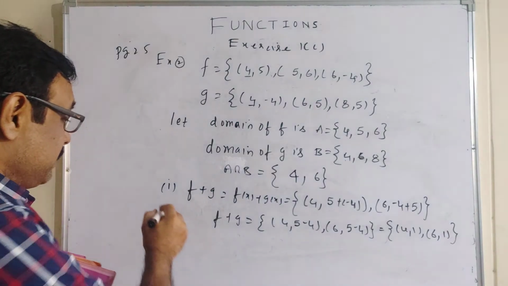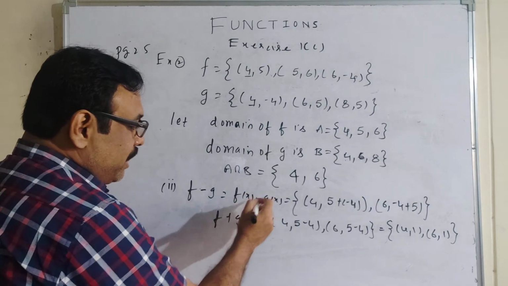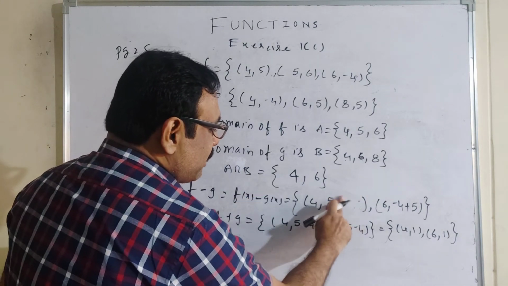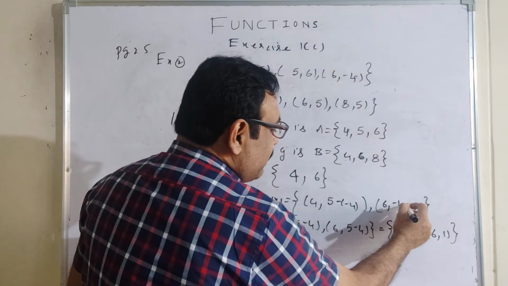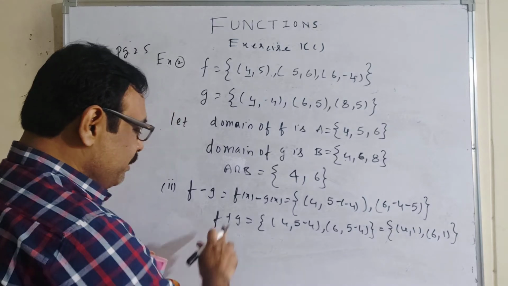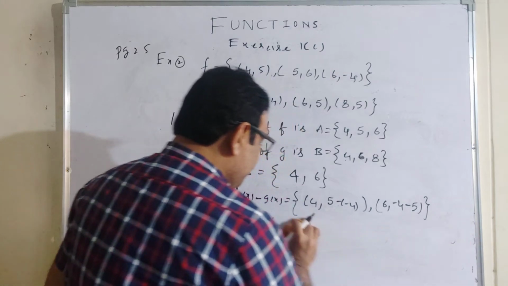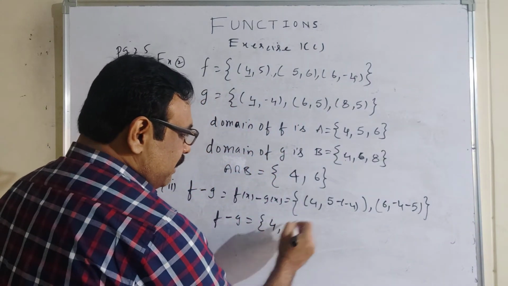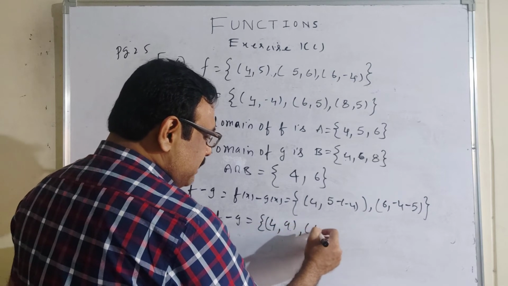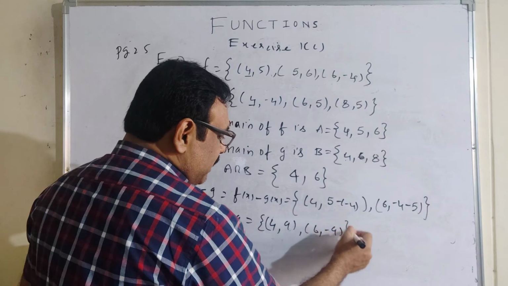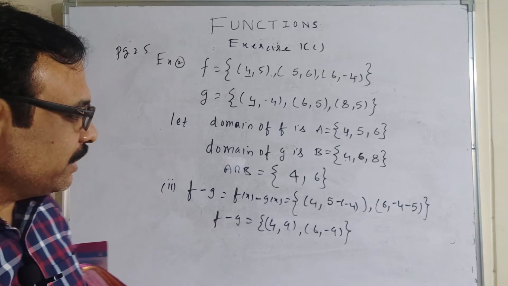Suppose I am going with the second one. Now here this is going to be f minus g, you keep this as f, and here you are going to write 5 minus of minus 4, and here you are going to write minus 4 minus 5. So here you will be changing f minus g, so thereupon you are going to write this one as 4 comma 5 plus 4, which is nothing but 9, and this is 6 comma minus 4 minus 5, this is nothing but 9. And these are going to be important things which you need to remember, right?